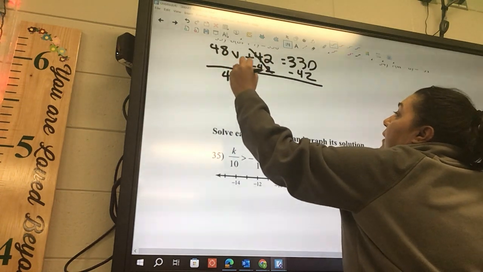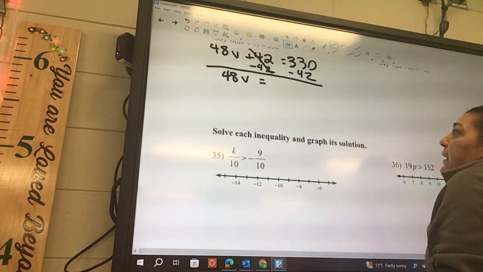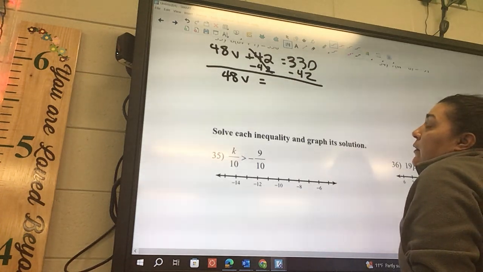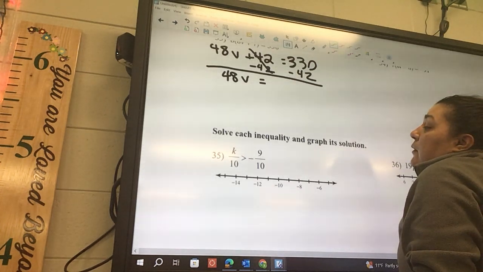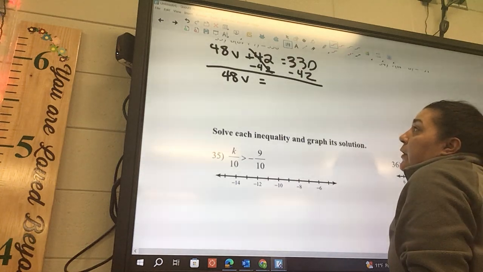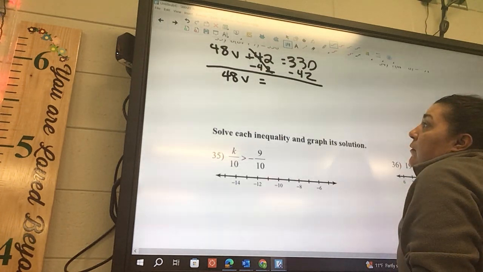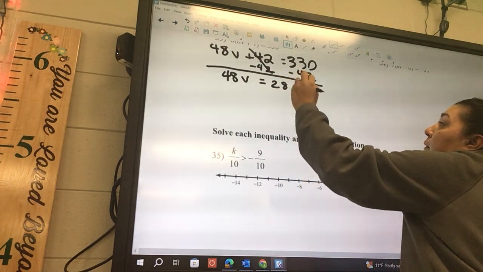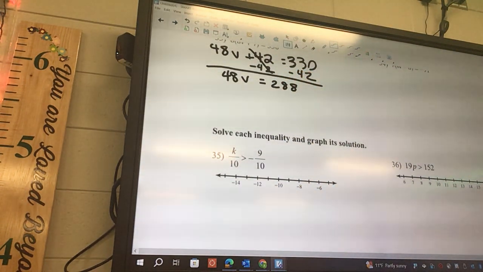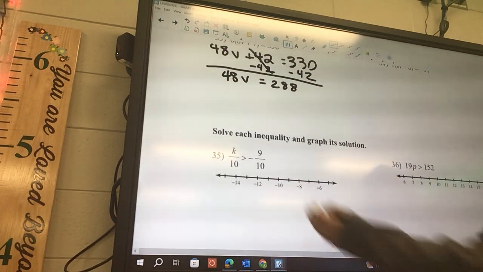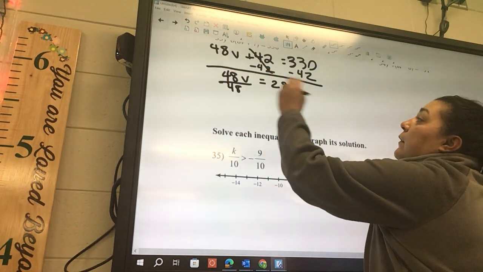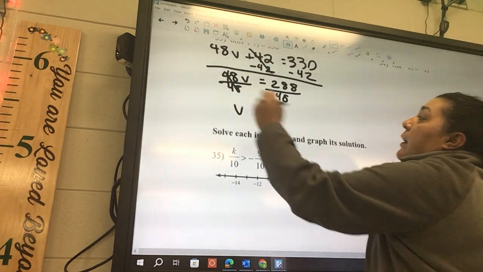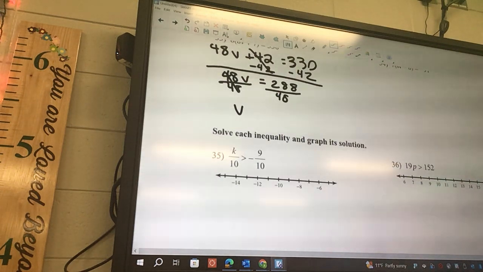So I got 48v equals, what is 330 minus 42? Wait, what? 330 minus 42. 288. 288. Okay, and then what? Divide. Divide by 48. Okay, what is 288 divided by 48? 6. 6?